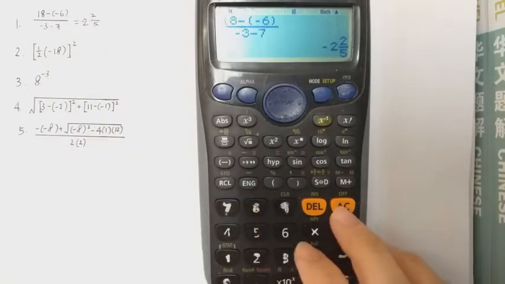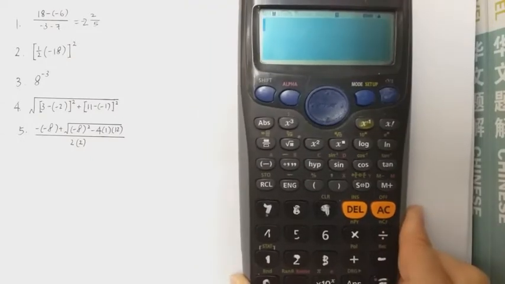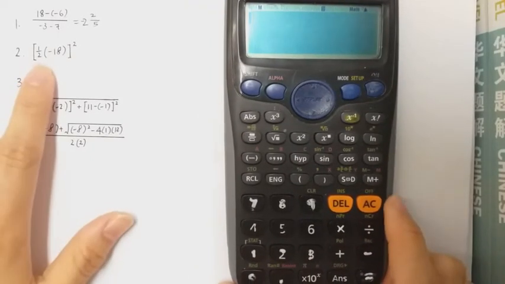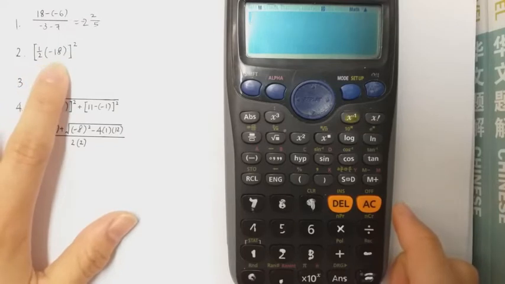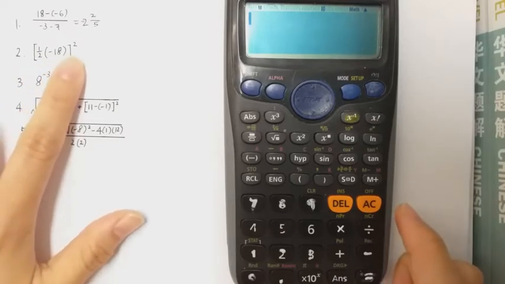What about for the second example? I'll clear it, press AC. For the second example, we have a square bracket half, negative 18, square bracket again, square.